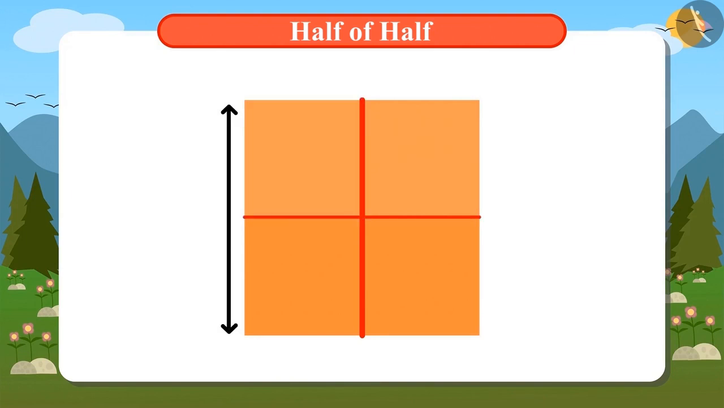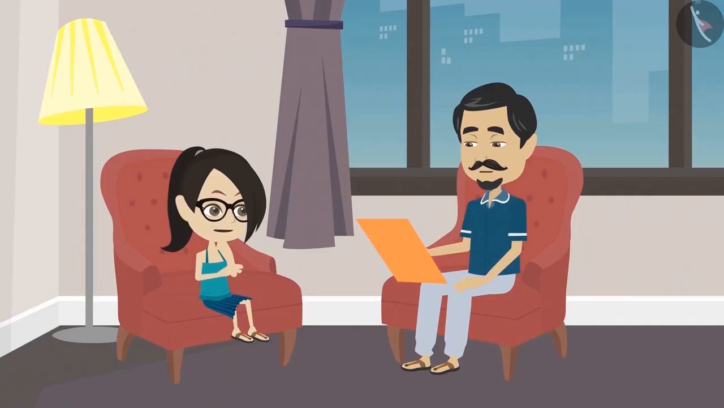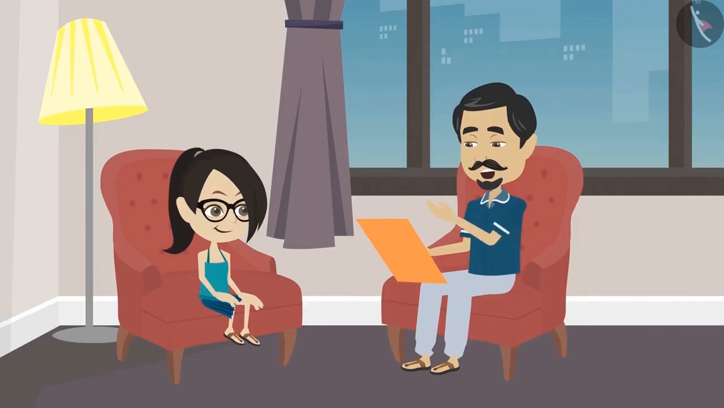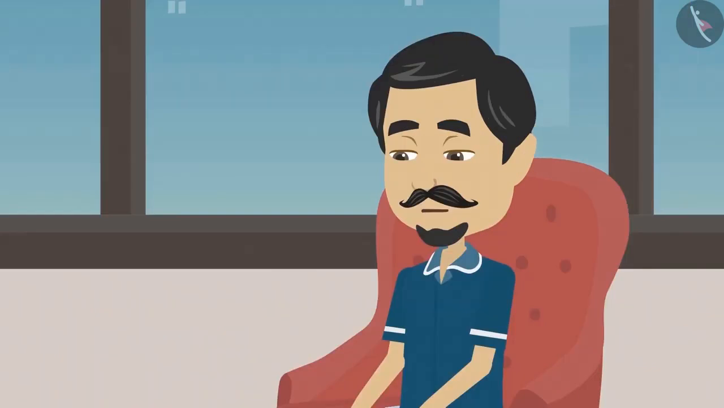Now Vandana, tell me if this part is 1/4 or not. This is also half of half. So this is also a 1/4 part. That means this field can be divided into 4 equal parts in 2 ways. No, Vandana, not only in 2 ways. This field can be divided into 4 equal parts in many ways.